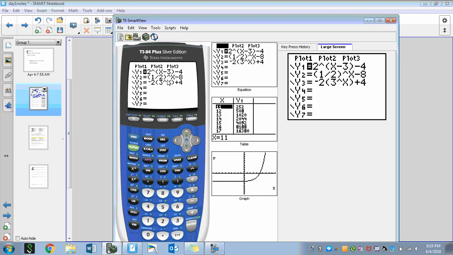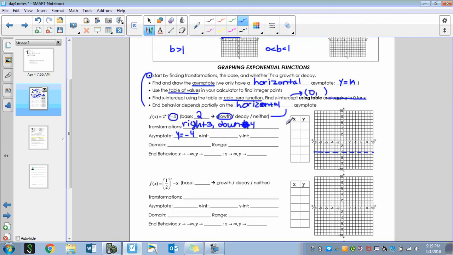I have all 3 of the examples written in. I'm only going to be working with the first one though, so I'm only going to have this highlighted. You want to type in your equation. Now if you look at the example, it has 2, and then it has x minus 3 in the exponent, and then the minus 4 level with the 2.